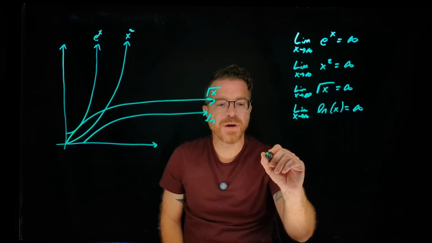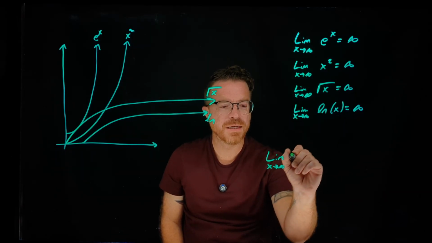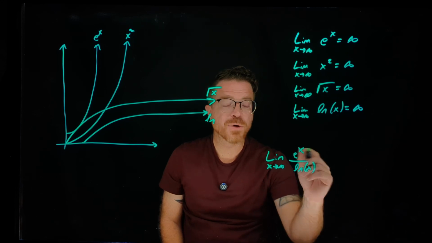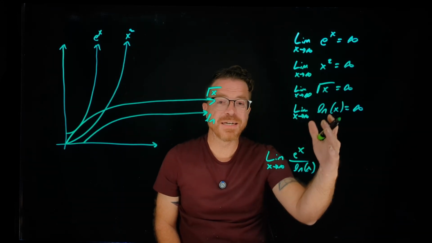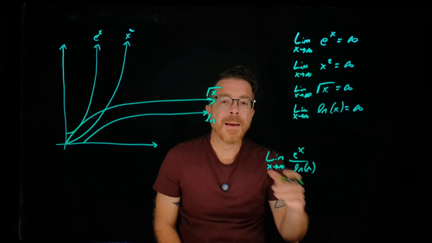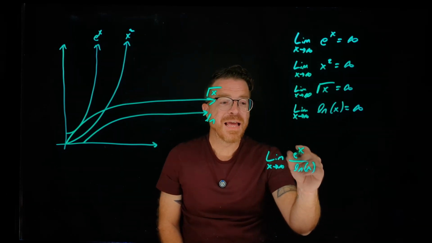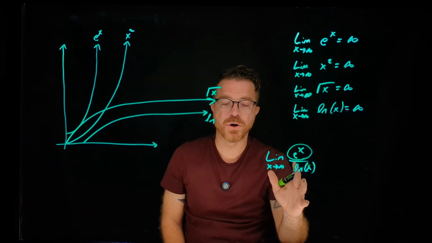So for example, if I were to take the limit as x approaches infinity of e to the x over the natural log of x, these are both going to infinity. You might think just by plugging in infinity that this is infinity over infinity, which is undefined. But you can also use the relationship that while they are both going to infinity, this term is growing so much faster than this term.